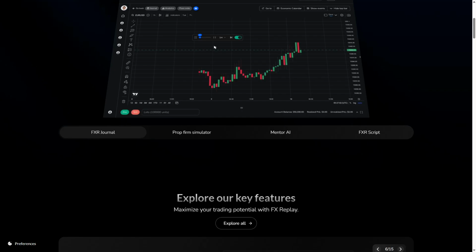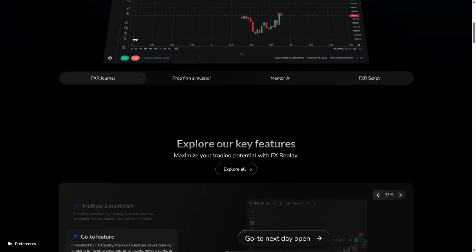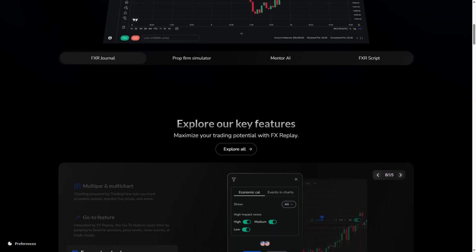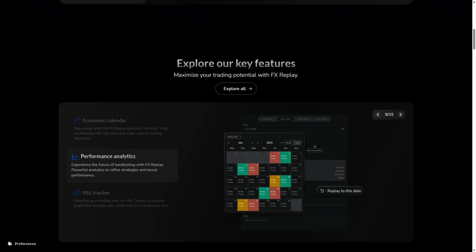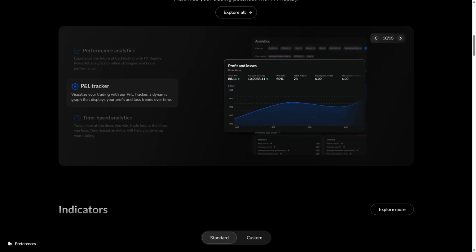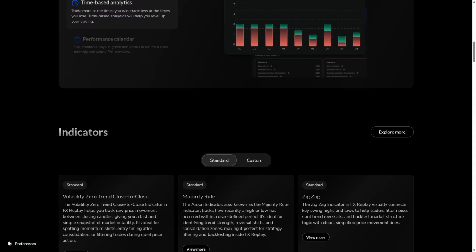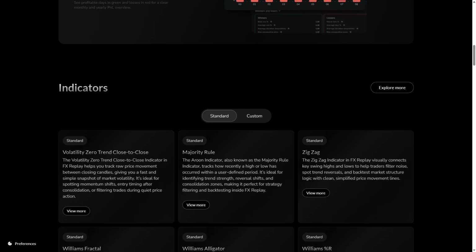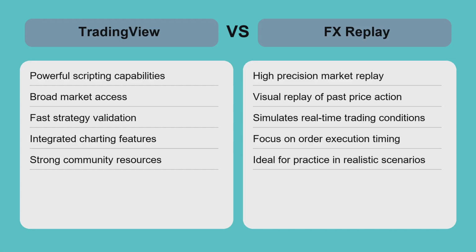FX Replay's strength lies in its detailed market replay capabilities, which enable traders to practice and refine strategies as if trading live. However, it lacks integrated scripting and advanced charting features found in platforms like TradingView. FX Replay is ideal for traders who want to focus on order execution and trade management in a controlled environment rather than automated backtesting.